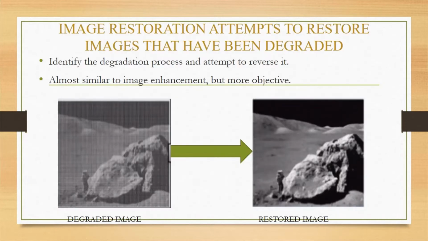Image restoration attempts to restore images that have been degraded. This is one of the definitions you can say. Let us observe this particular example. On the left side we have a degraded image and on the right side a restored image. So identify the degradation process and attempt to reverse it. It is almost similar to image enhancement but more objective. These two sentences are very abstract in nature for defining image restoration.